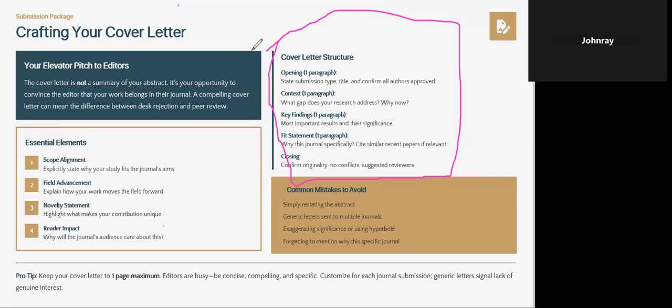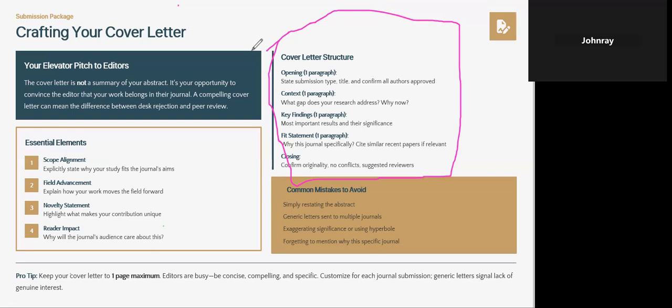Very important. And the next paragraph, you have to consider why this specific journal. Why do you think this journal is good for your paper? So when you're writing your cover letter, you put this inside and confirm the originality, no conflict of interest, and suggested reviewers.